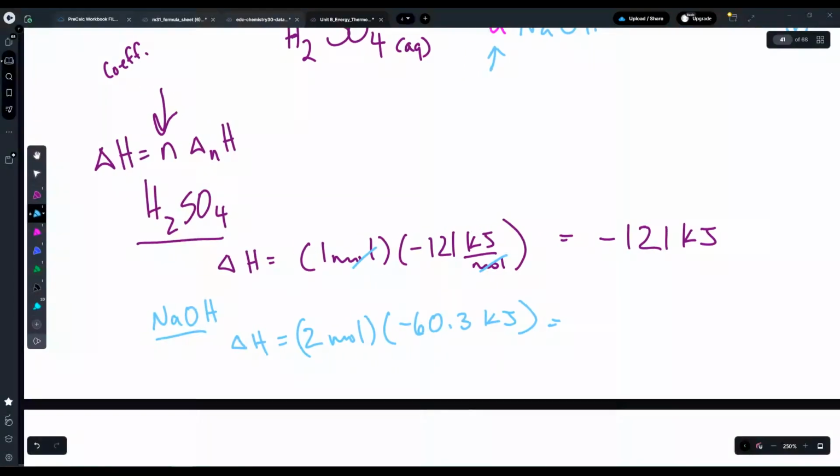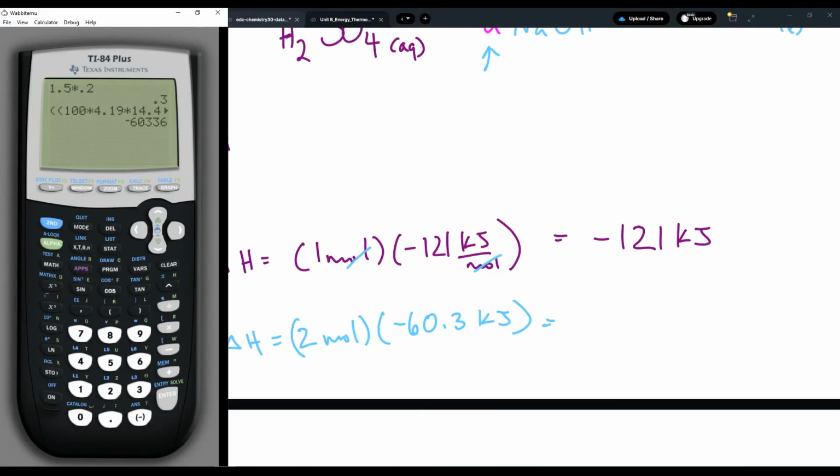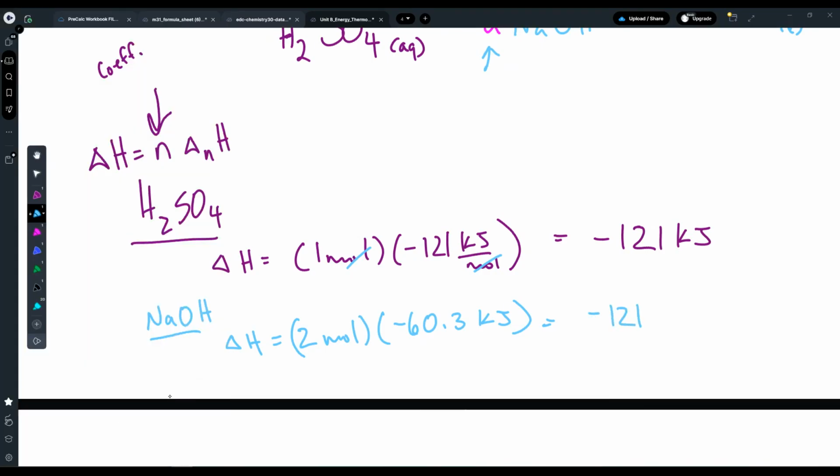Okay, so I'm going to show this last calculation here. So 2 times negative 60.3 is going to give us negative 120.6. So you could say, well, that is different than negative 121. But seeing as, taking sig digs into account, we only need 3 sig digs, that would actually bump this up to negative 121. So you do get the same answer in the end. And I should fix that. There we go.